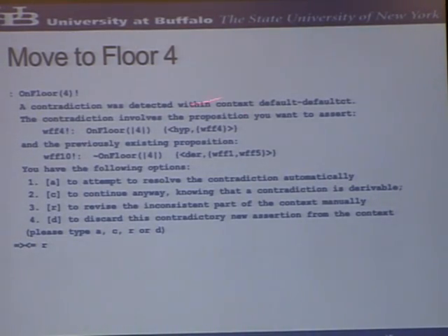Okay, let's move to floor 4. So I now say on floor 4, think about it. And it says a contradiction was detected within the context. I won't explain it. A context is essentially a set of hypotheses, the default context. The contradiction involves the proposition you want to assert that you're on floor 4, which is a hypothesis, and the previously existing proposition not on floor 4, which was derived from WOOF 1 and 5.